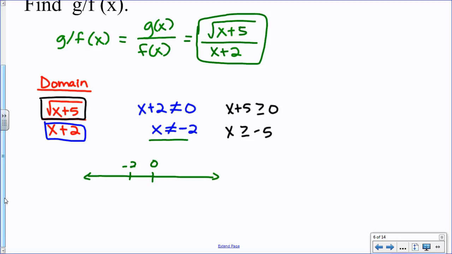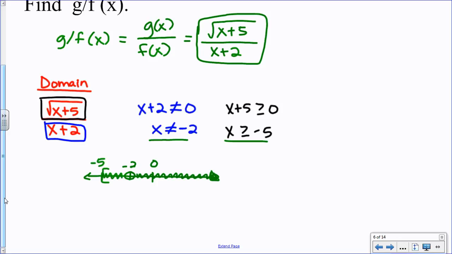If I do this first, x can't equal negative 2, so that means there's a hole there at negative 2. Then I also have that x must be greater than or equal to negative 5. Greater than negative 5 means I would shade to the right. I have to skip that hole though, because that hole is still there and I'm combining these two. Since it's equal to, that means there's a bracket there at negative 5.